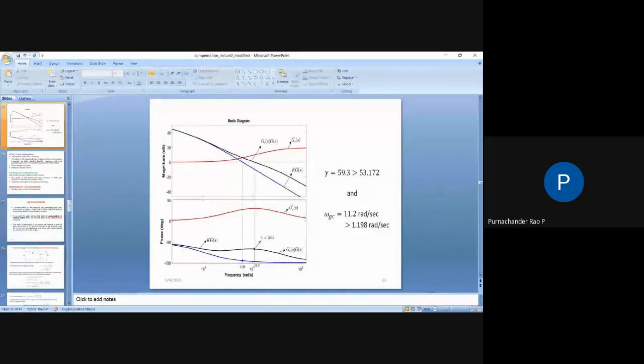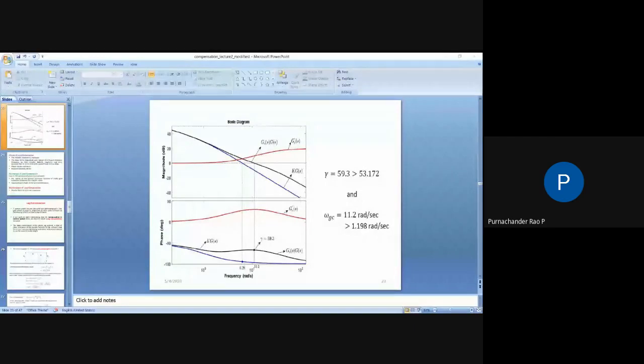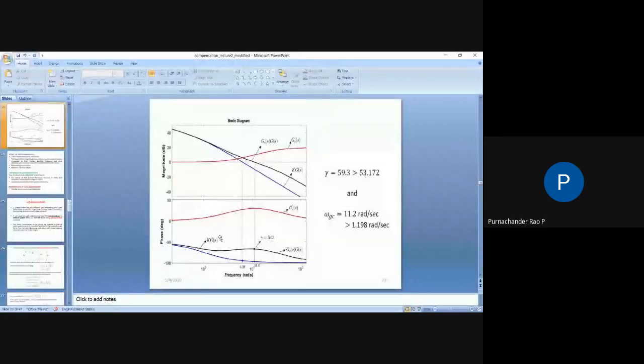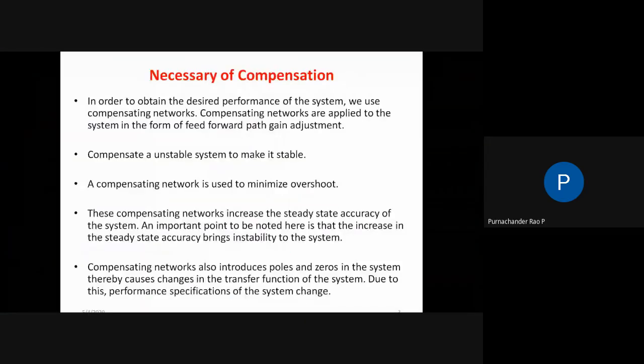I will go through the next slide again. Okay, so we will discuss. Is the lead compensator clear or not? If you have any doubts, you can ask me now. The lead compensator is clear or not? Okay, so now we'll discuss the lag compensator.